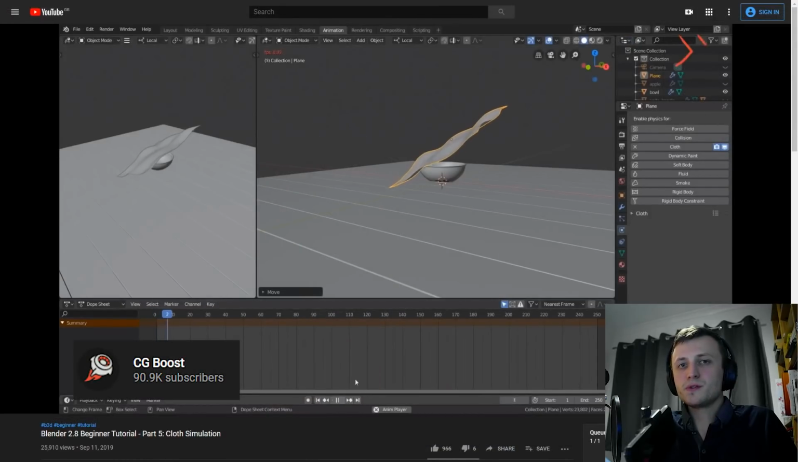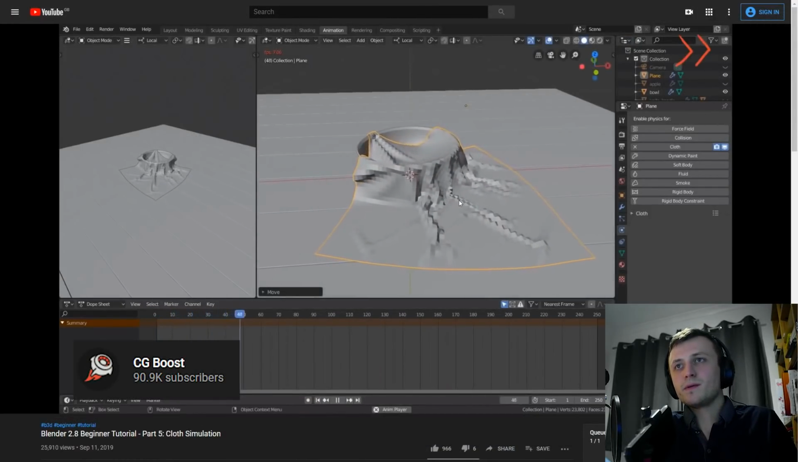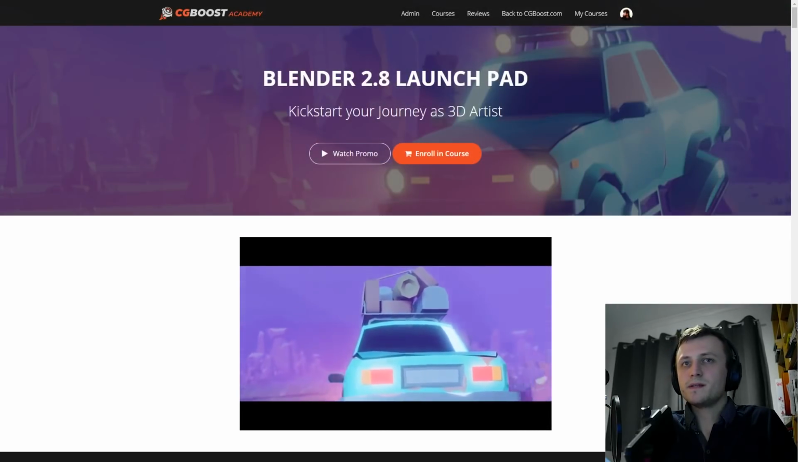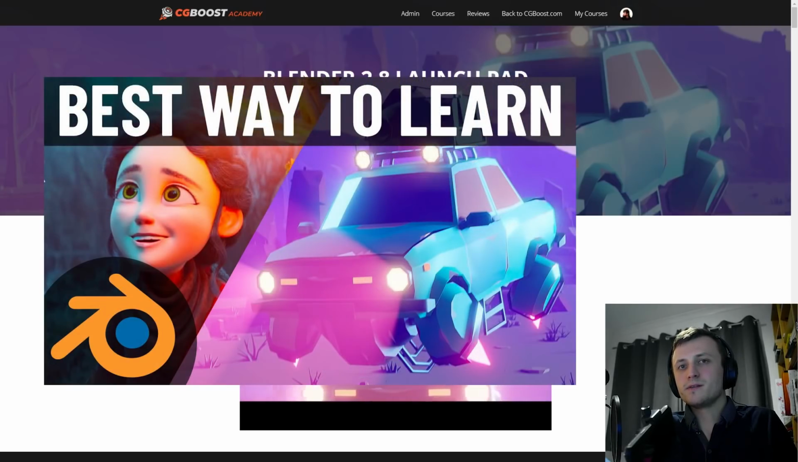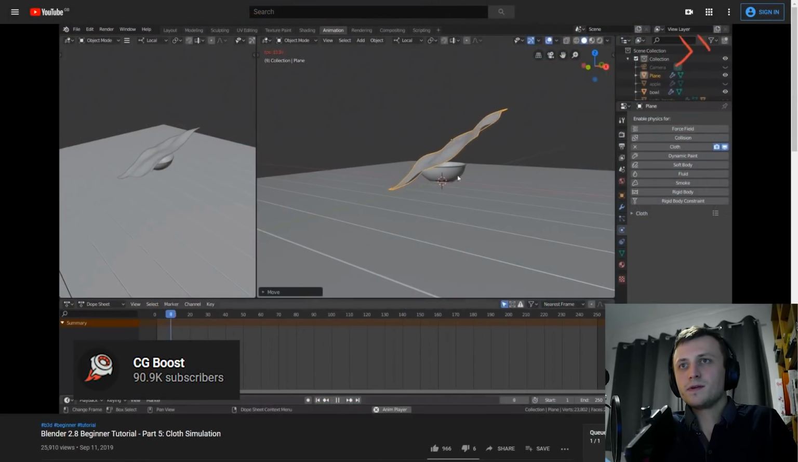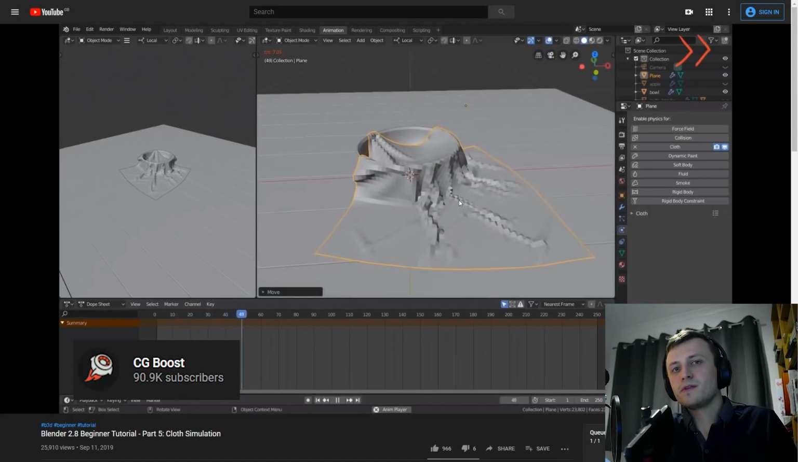CG Boost has also covered cloth simulation in a very beginner-friendly way, as part of their freely available beginner course. You might remember that CG Boost is also the creator of the paid launchpad course for Blender 2.8, which got my highest recommendation in my video, The Best Way to Learn Blender 2.8. So it goes without saying that their video on cloth simulation is presented in a very professional way.